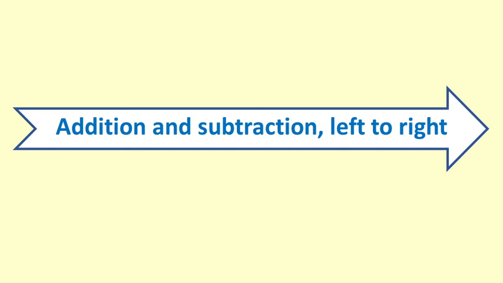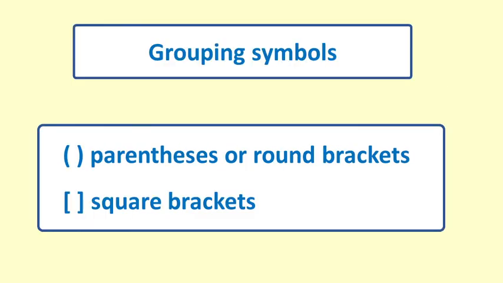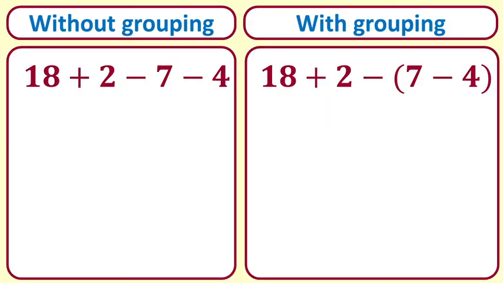We will now look at grouping symbols such as parentheses or brackets. There are various grouping symbols. Parentheses or round brackets and square brackets do the same thing. Grouping symbols are used to change the order of the calculations. Say in the previous example we actually wanted to subtract 7 minus 4 from 18 plus 2. We would put parentheses around the 7 minus 4 to show that the whole expression is being subtracted.